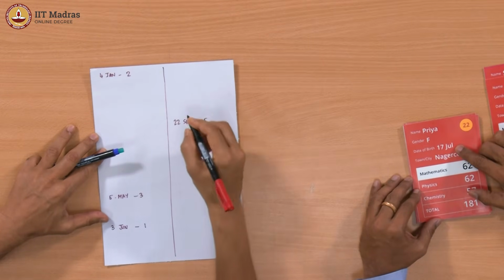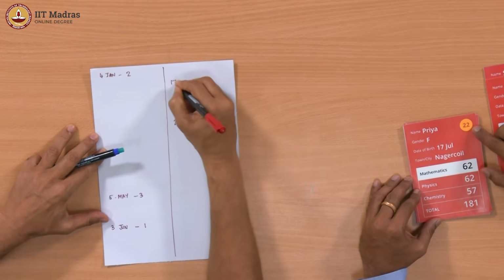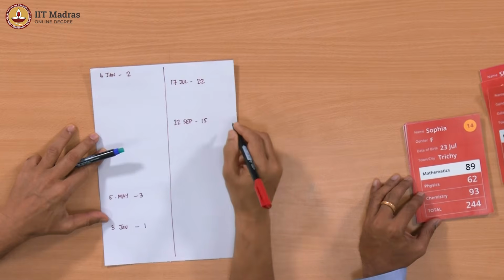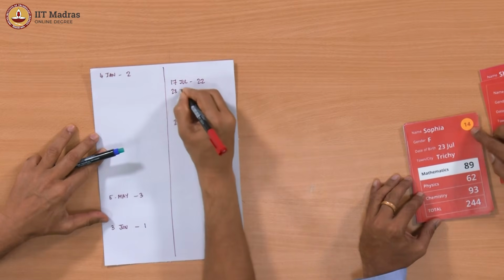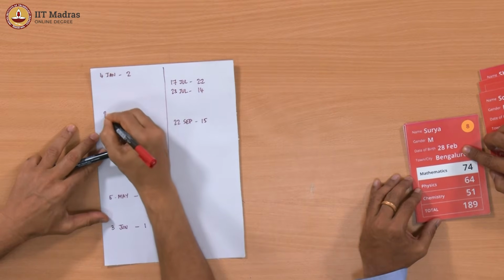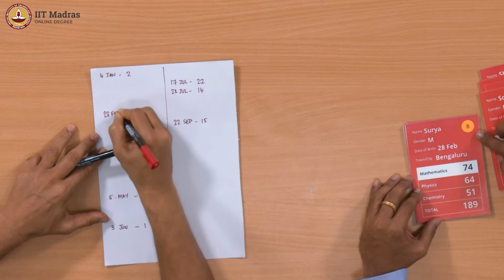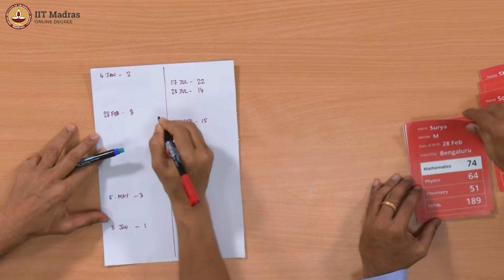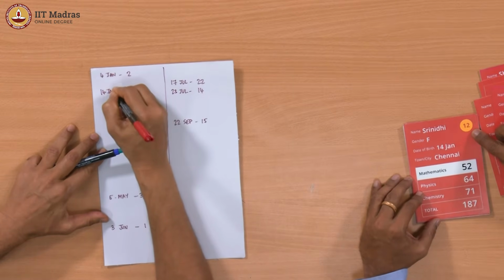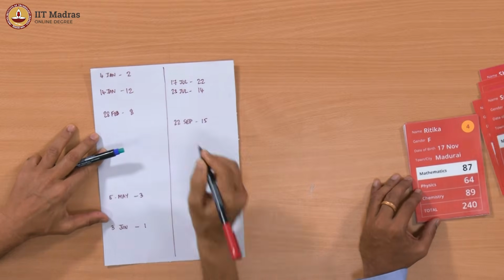17th July, card 22. 23rd July, card 14. 28th February, card 8. 14th Jan, card 12. 17th November.